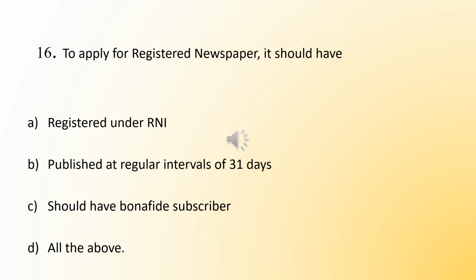Question number 16. To apply for registered newspaper, it should have option A, registered under RNI. Option B, published at regular intervals of 31 days. Option C, should have bona fide subscriber. Option D, all the above. The correct answer is option D, all the above.